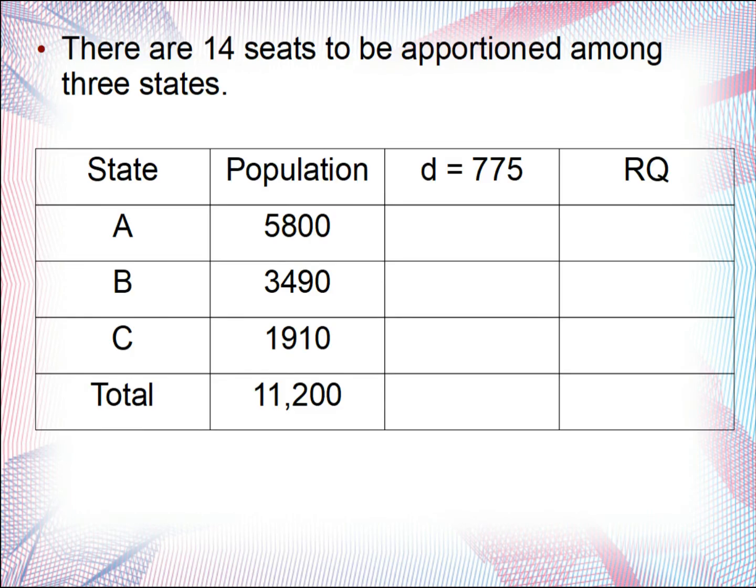This time we'll divide everything by 775. So here we go. State A, 7.48, rounds to 7. State B, 4.5, rounds to 5. State C, 2.46, rounds to 2. And 7 plus 5 plus 2 is, at long last, 14.